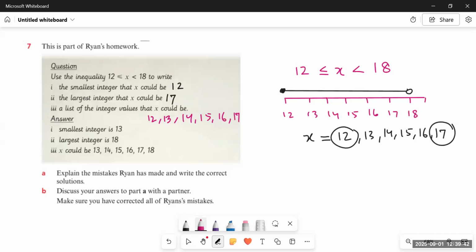So what are the mistakes that Rayan has made? Rayan has misunderstood the symbols. He has interpreted the equals sign as greater than and the only greater than sign as less than or equal to. So he has made so many mistakes here. Basically he has used this sign for the first one and this sign for the second one. This is the misunderstanding that made his work wrong.